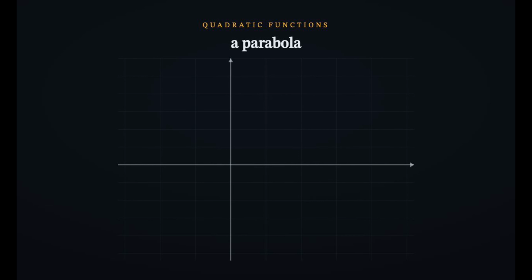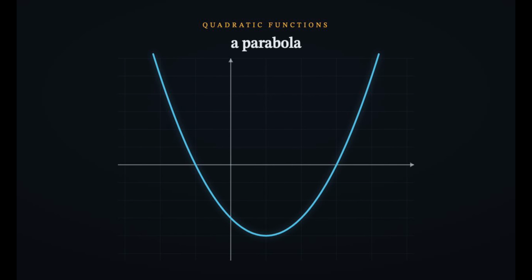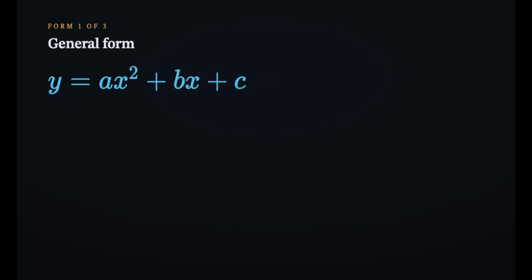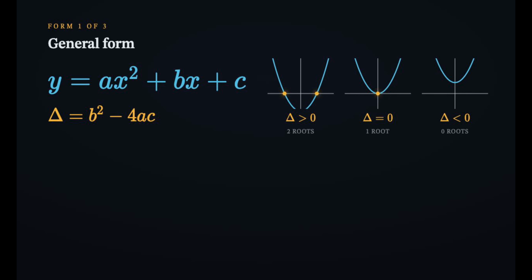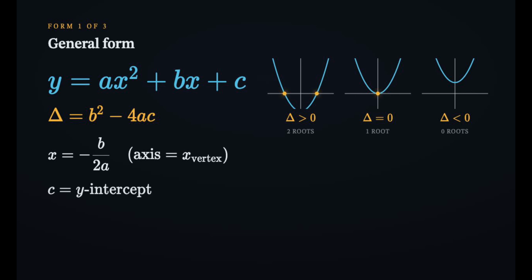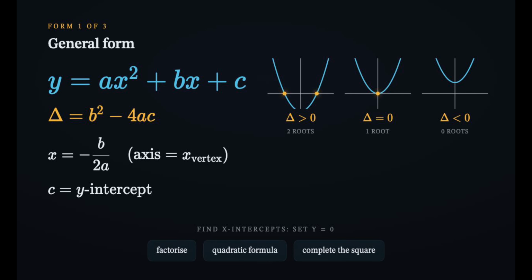Now, quadratic functions. A quadratic function is a parabola. Its key features are the x-intercepts, y-intercept, axis of symmetry, and vertex. We need to recognize 3 forms of quadratics. The first form is the general form, y equals ax squared plus bx plus c. The discriminant delta equals b squared minus 4ac tells us how many x-intercepts it has. The axis of symmetry is the line x equals minus b over 2a, and it is also the x-coordinate of the vertex. c is the y-intercept. If we need to find the x-intercepts in this form, then we set y equals 0 and factorize, or use the quadratic formula or complete the square to solve.